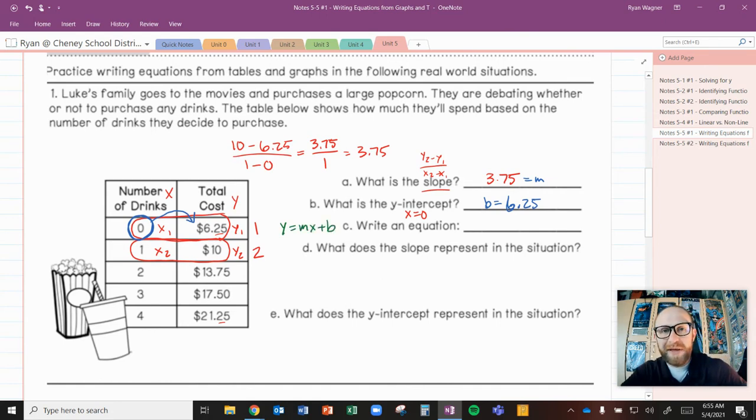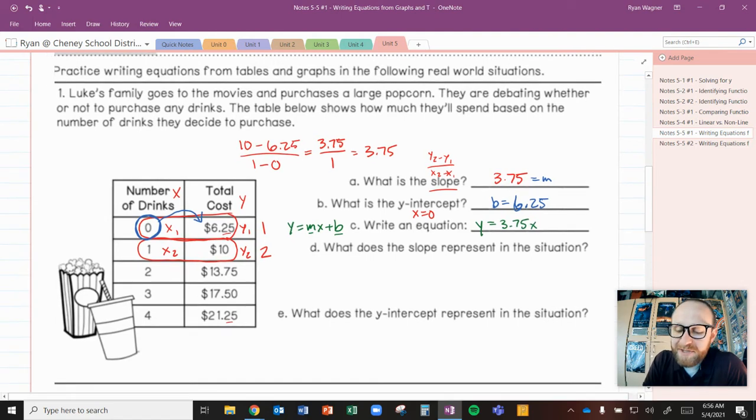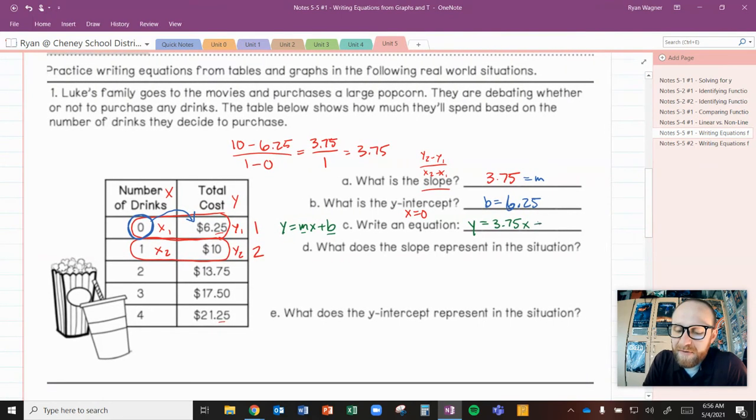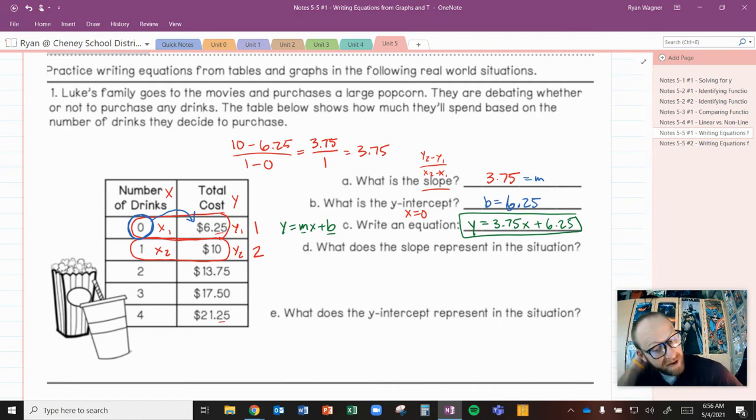Okay? Now, when we write an equation, our equation is in y equals mx plus b. This is called slope-intercept form. So m is slope, b is the intercept, slope-intercept form. So remember, slope is m, y-intercept is b. So all we do, y equals, our m is 3.75, x, and then our y-intercept is positive 6.25. And that is our equation. We plug in m, our slope, we plug in b, our y-intercept. And our y-intercept was positive, so we say plus b.